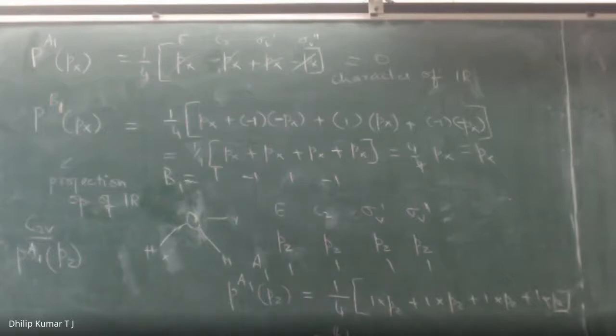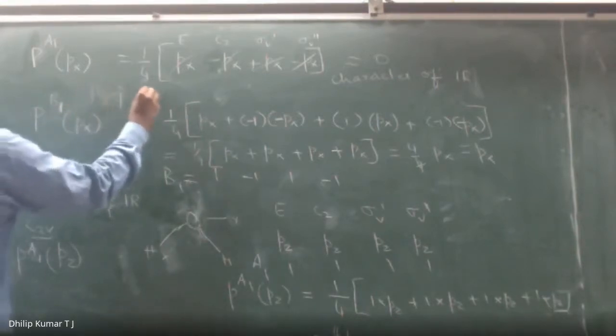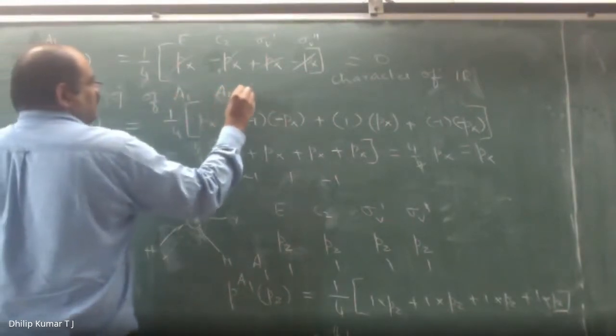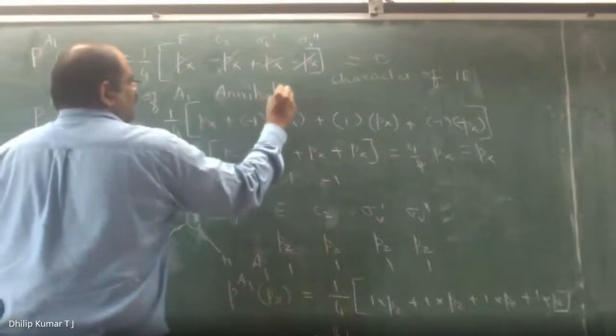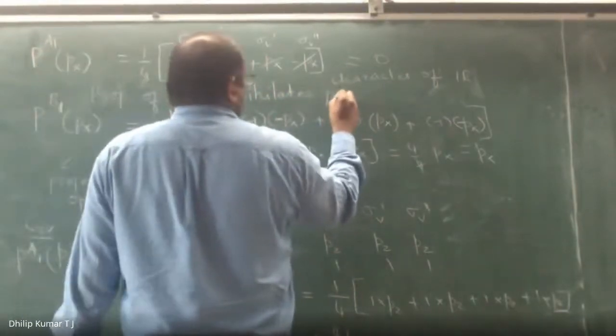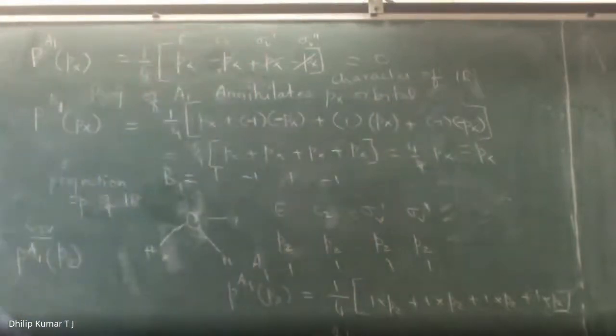Okay, so if you try with A1, it was giving 0, right? So this we call the projection of A1 symmetry annihilates the px orbital. Because it gets cancelled out, 0.